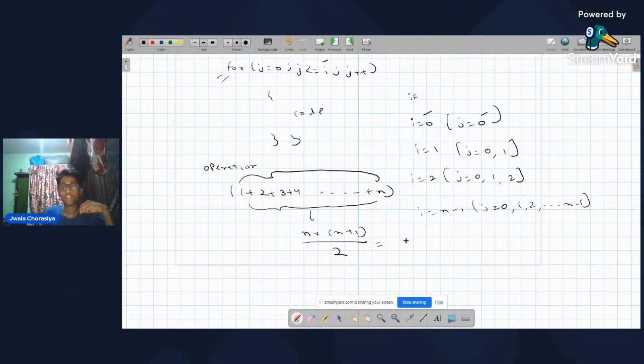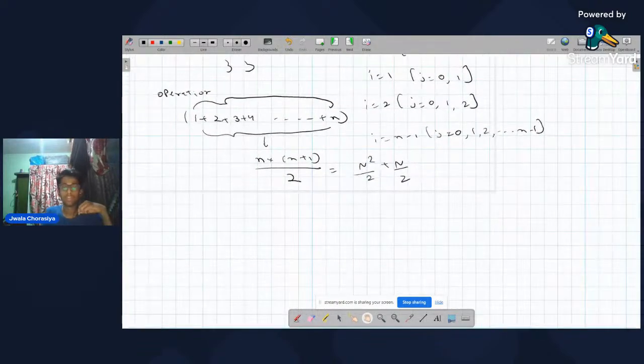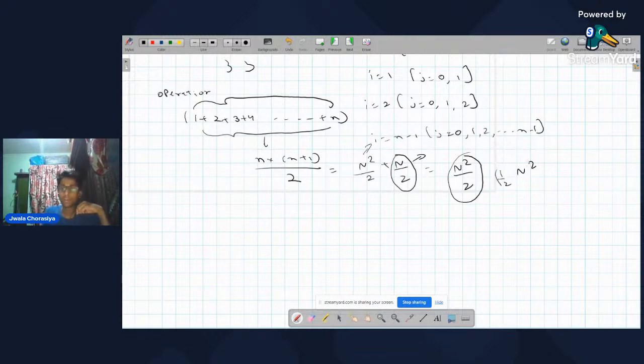So can I write n into n plus 1 by 2 like this: n square by 2 plus n by 2? Can I write it as only n square by 2, as n by 2 is a very low value in front of n square? So can I avoid it? Also, can I avoid the fraction part, 1 by 2 of n square, because it's also a constant? So can I write the time complexity as O of n square?